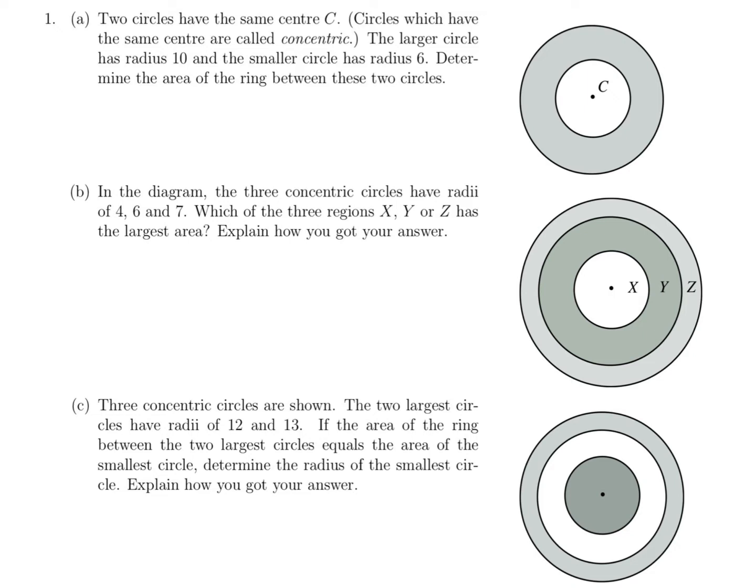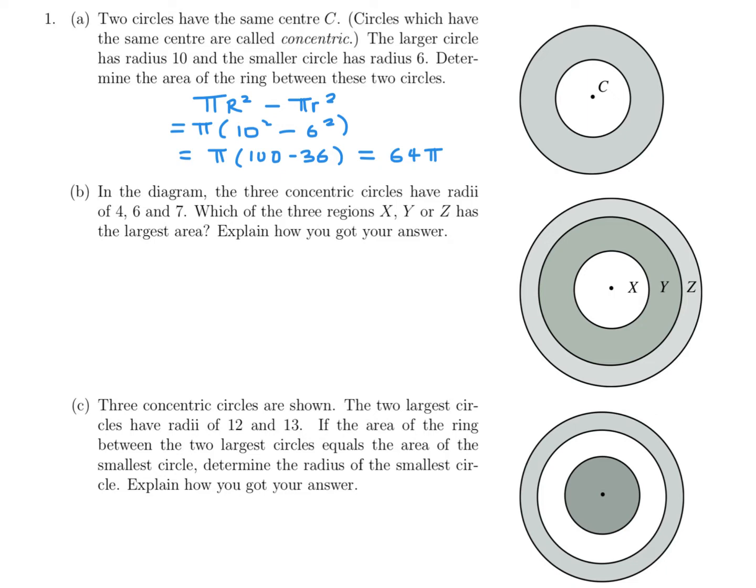So basically what you would do is you would have pi r squared, which is the big radius, minus pi r squared, the small radius. And then we can factor out pi. The big r is 10, the small r is 6. So that would be 100 minus 36, and that is 64 pi. And that takes care of part A.